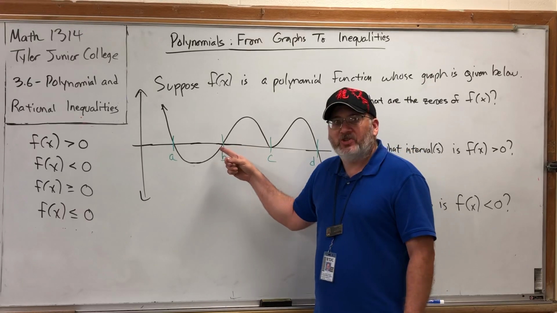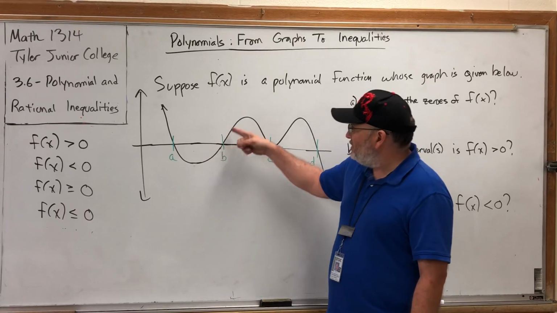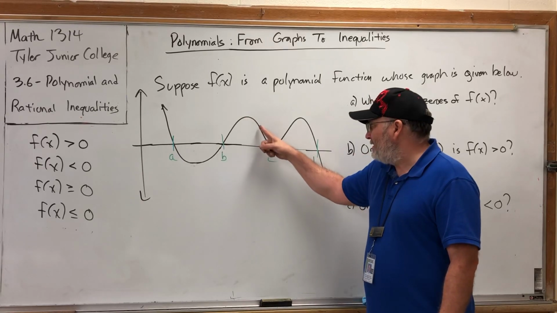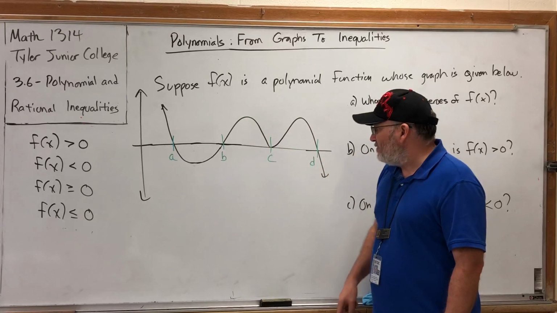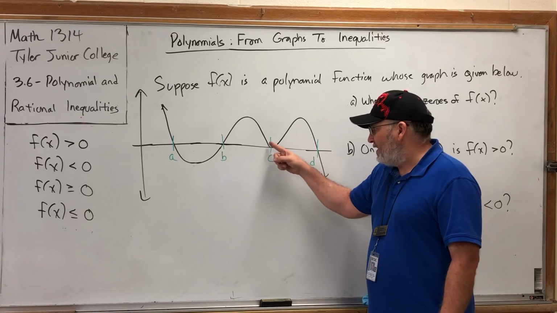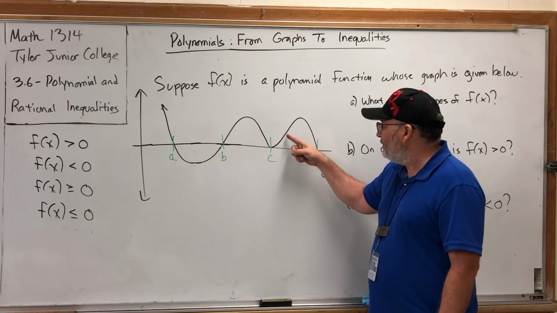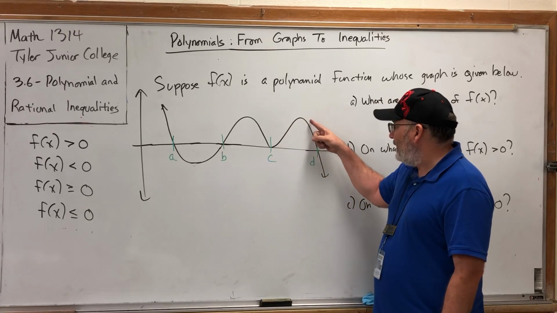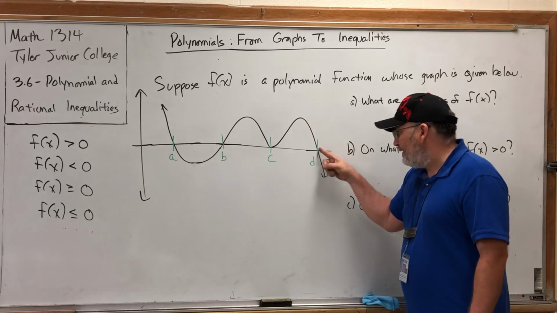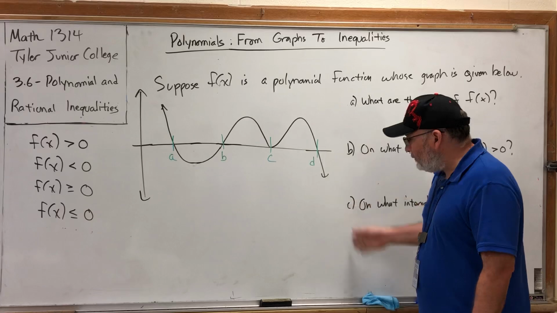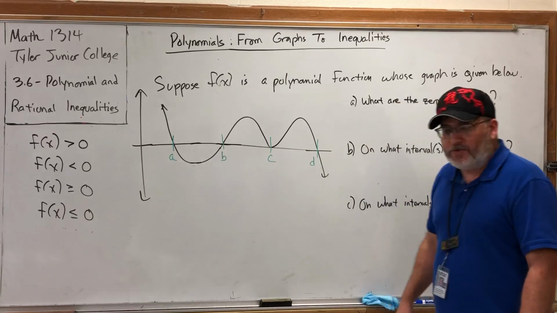the x-axis again at b, continues to increase until it hits a maximum, and then it comes back down to an x-intercept of c. However, this time it doesn't cross the x-axis, it touches and turns around, at which point it proceeds to go up and hits a maximum, comes back down, crosses the x-axis one final time, and then the right end continues to fall for the rest of the graph.